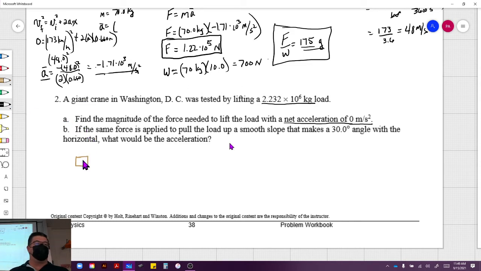And on this crate, we are lifting with 2.32 times 10 to the 6th. Oh, no, I lied. We'll just call this our upward force. But if it's by a cable, it's a tension. And then the whole reason the tension is there is to get it off the ground, and so it's fighting with gravity.